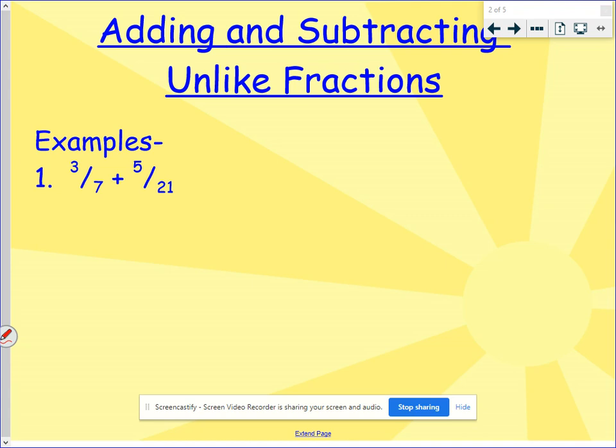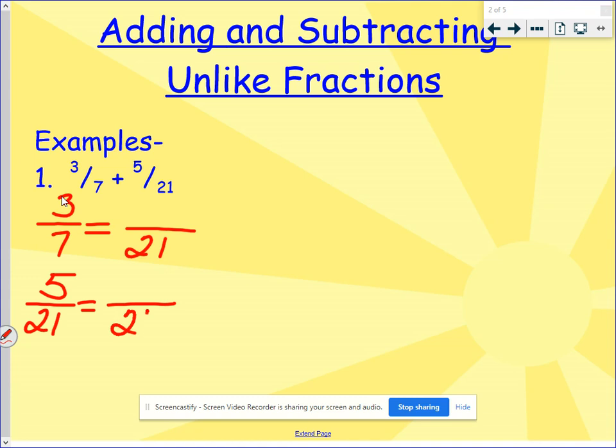We are going to set our problems up vertically, which is something different than what you've been used to in the past. So we are going to say 3/7 is equal to something over 21. We are going to say 5/21 is equal to something over 21. So we now ask ourselves, what multiplied by 7 will give us 21? Hopefully you are saying to yourself 3.